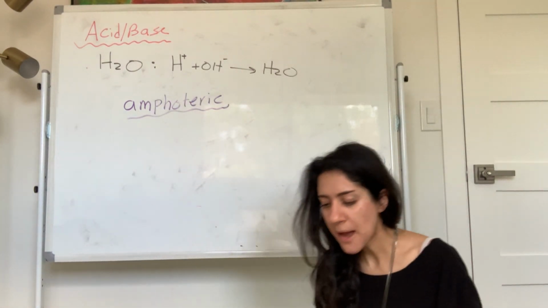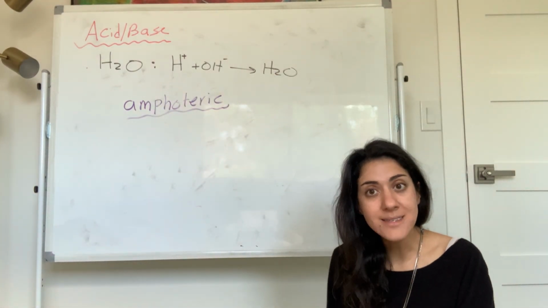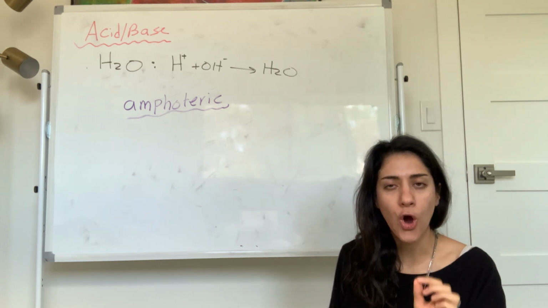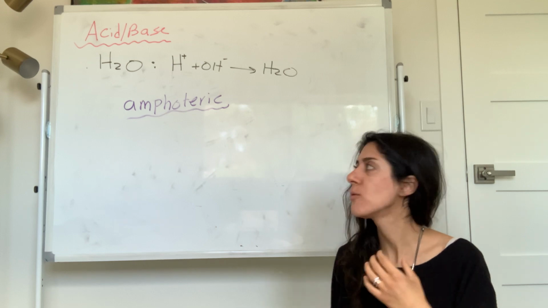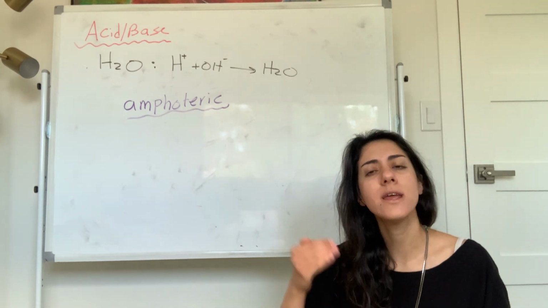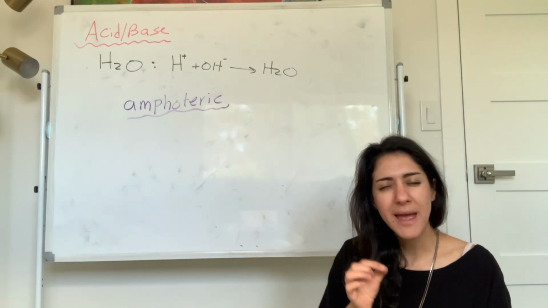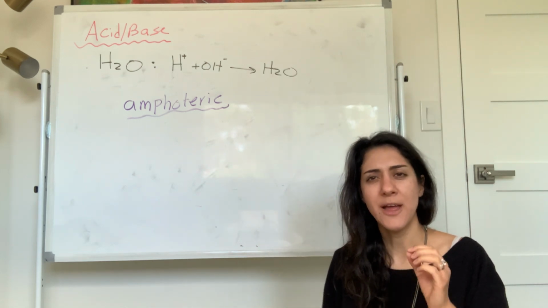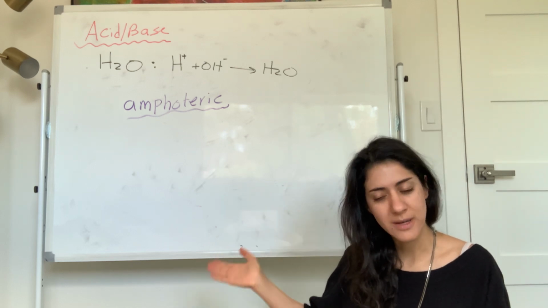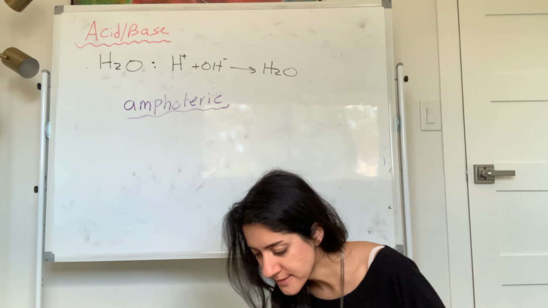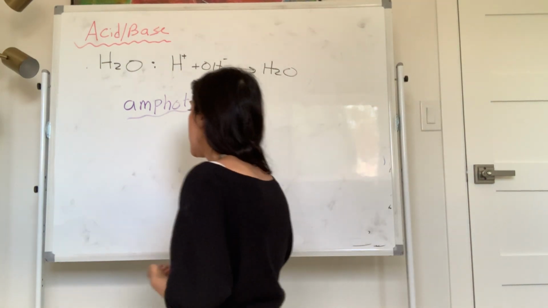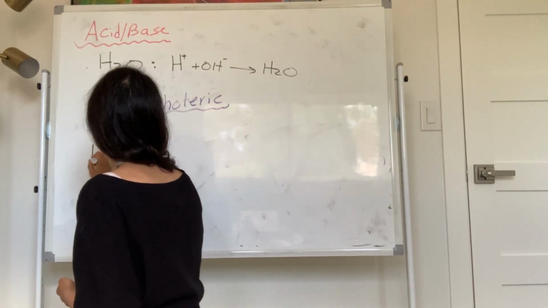What does that mean? That means it can act as an acid or it could act as a base depending on the situation. So water is amphoteric. It could act like an acid or it could act like a base depending on the situation. And you're probably going to ask me, what does that mean, depending on the situation? I will show you in a second. Alright, so let's see what it means for water to act like an acid or base.